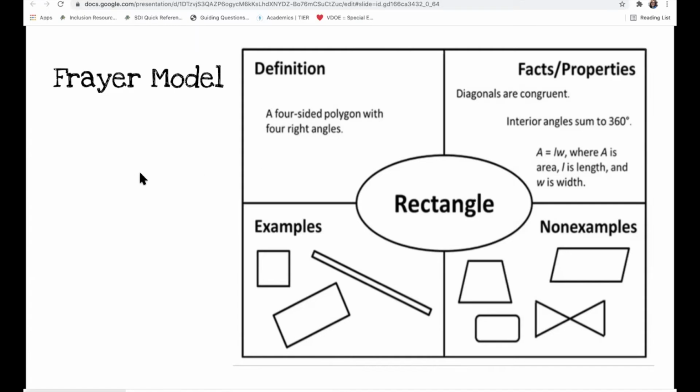This is one of those things, like I said, again, explicit instruction in the Frayer model. You can scaffold this in many different ways. Where do I start? Do I provide them with examples? Do I provide them with all the facts maybe, or the properties of it? And then they can fill in. So scaffolding that instruction is part of it.